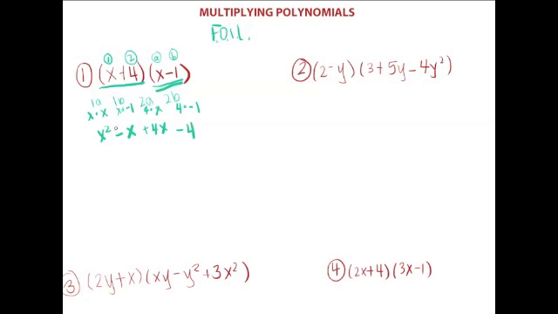Okay? And all I have here is I just need to collect like terms. So x squared, there's nothing else here that has a squared, so it stays by itself. Negative x plus 4x is positive 3x. Then I have this negative 4 who's by himself, so I just leave him there. So final answer for this is x squared plus 3x minus 4.